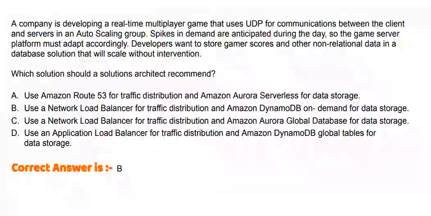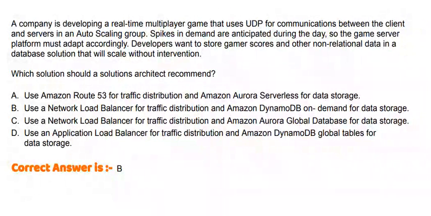Option A. Use Amazon Route 53 for traffic distribution and Amazon Aurora Serverless for data storage. Option B. Use a Network Load Balancer for traffic distribution and Amazon DynamoDB on-demand for data storage. Option C. Use a Network Load Balancer for traffic distribution and Amazon Aurora Global Database for data storage. And option D. Use an Application Load Balancer for traffic distribution and Amazon DynamoDB global tables for data storage.